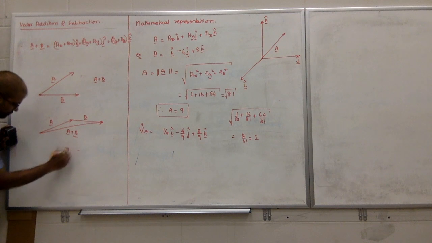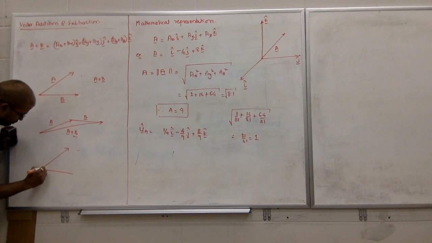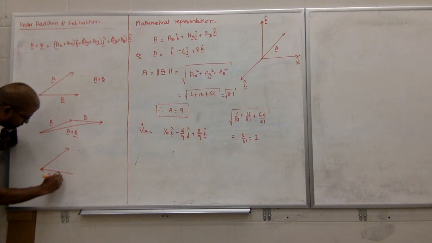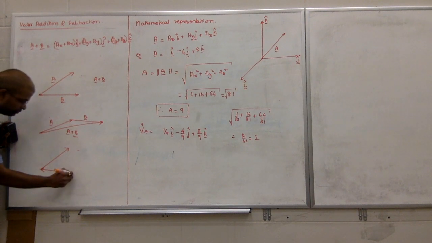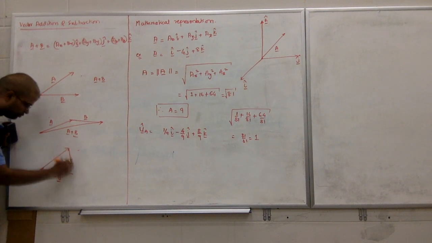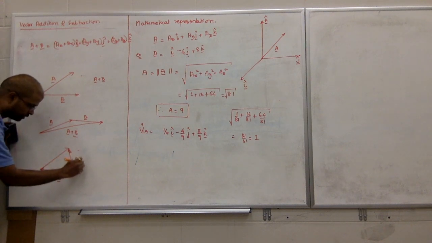You have this. And what is this? Minus, right? Because I changed the direction. What is this vector? A minus.